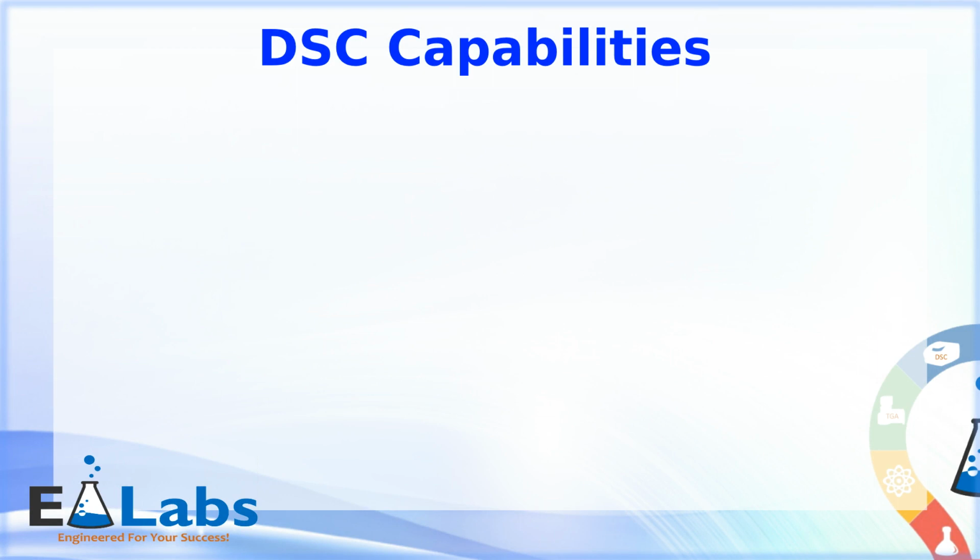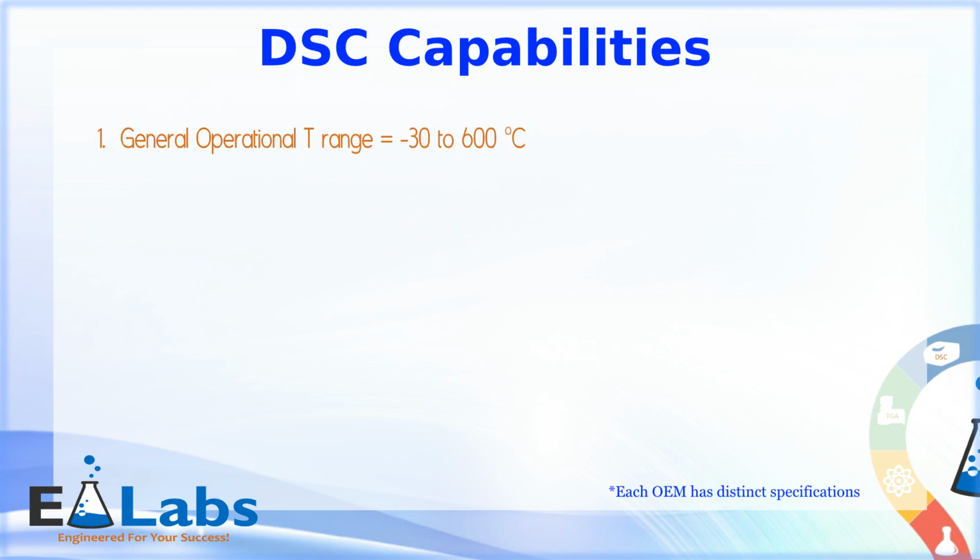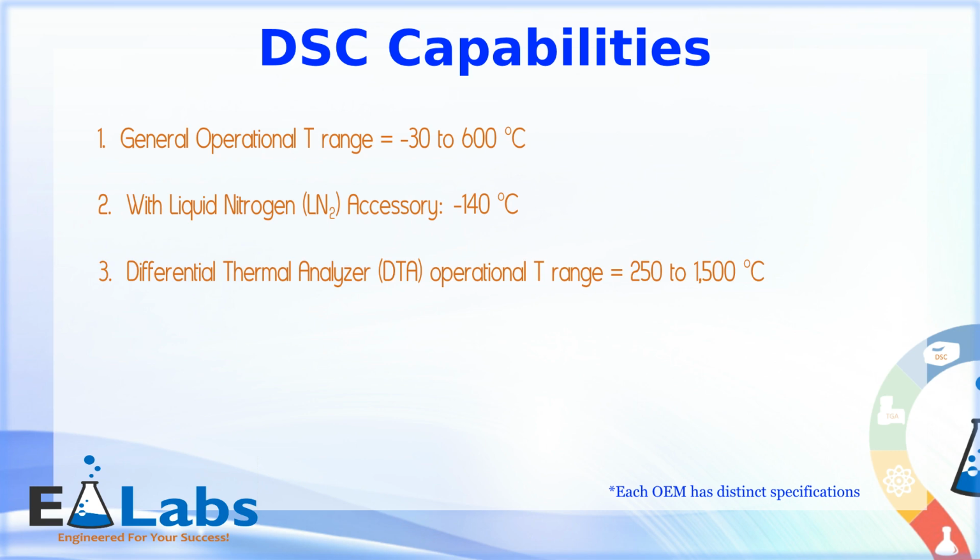We've looked at what a DSC shows us through operation, but what are its operational capabilities? The general operational range of a base model DSC is roughly -30 to 600 Celsius. Adding a liquid nitrogen accessory can get the temperature down to about -140 Celsius. For higher temperature, we have to use a differential thermal analyzer because a DSC's basic design would cause some parts to melt above about 700 Celsius. The DTA's operational accuracy range is roughly between 250 and 1500 degrees Celsius, though this range can vary by manufacturer.